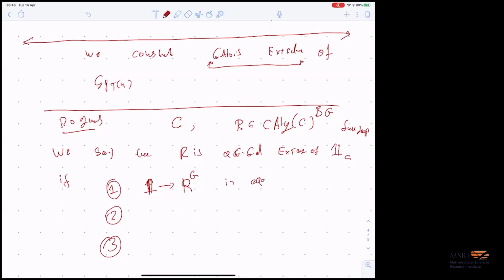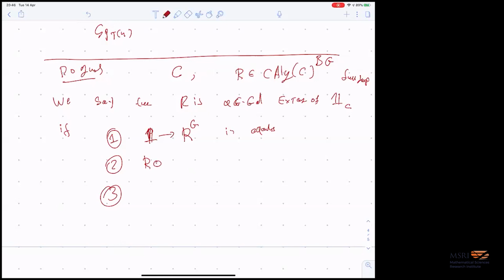The second condition is, so you take two copies of R, you tensor them together, and you map it to a product of G copies of R. I'm not going to formally write this map, but the way you should think about it is sending X tensor Y to X times G acts on Y, for G in G.